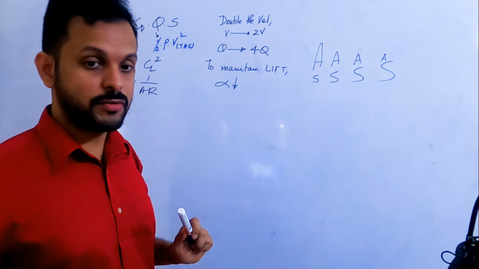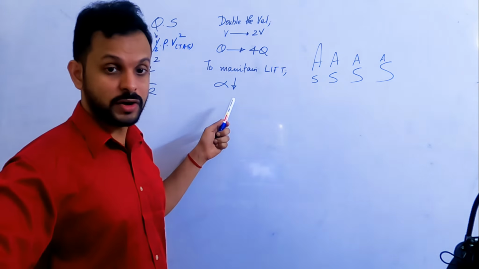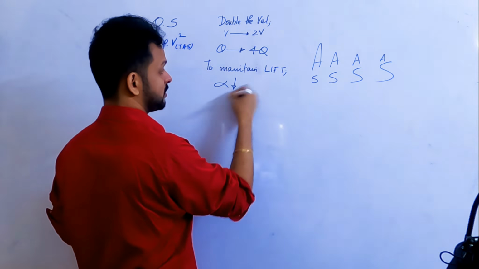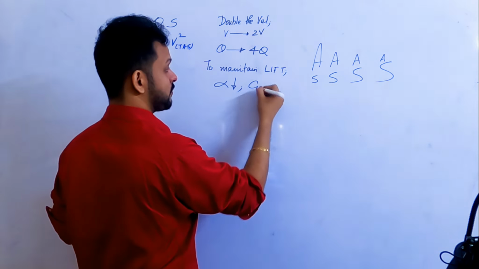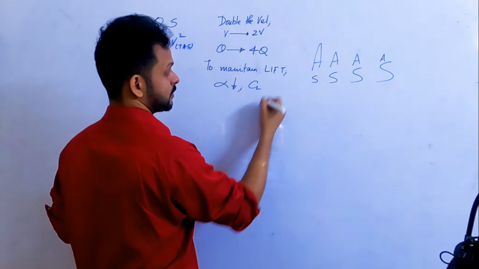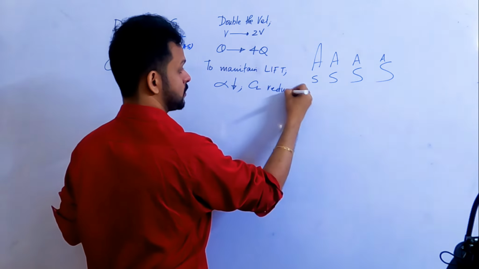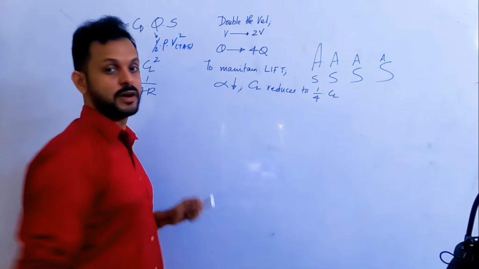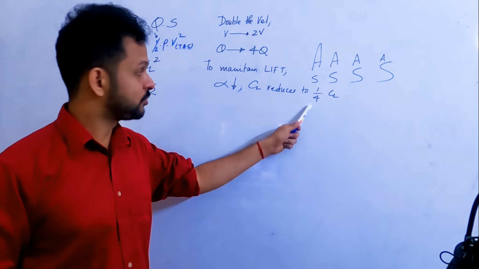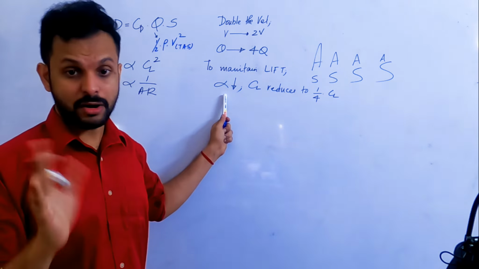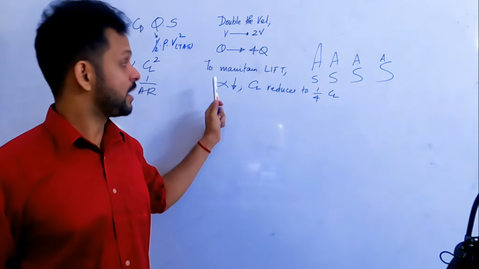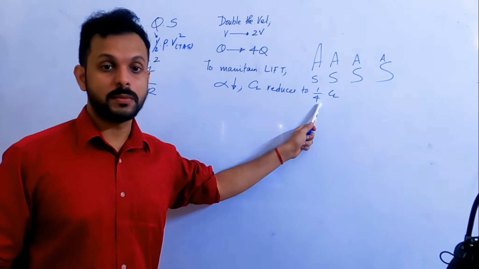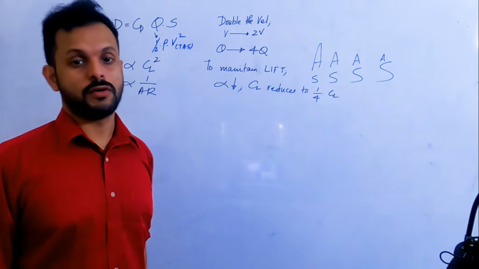Now where does that 1 by 4 come from? You have to reduce the angle of attack in such a way that your coefficient of lift reduces and balances out the change in dynamic pressure. So the coefficient of lift has to be reduced to 1 by 4. How is it possible? By reducing the angle of attack. It's not that the angle of attack is reduced to 1 by 4. The angle of attack is reduced in such a way that the coefficient of lift reduces to 1 by 4 of the previous value.